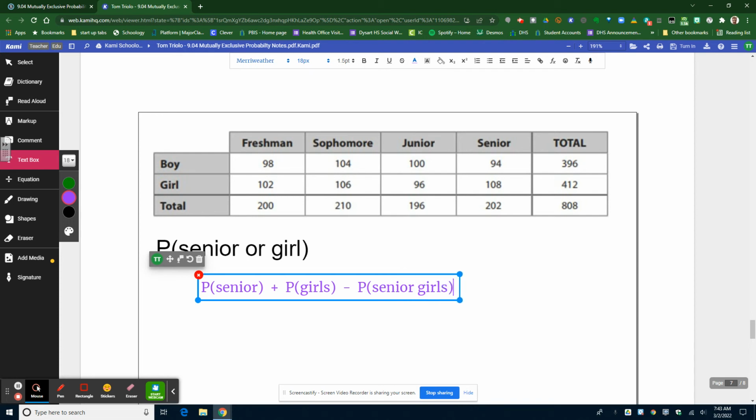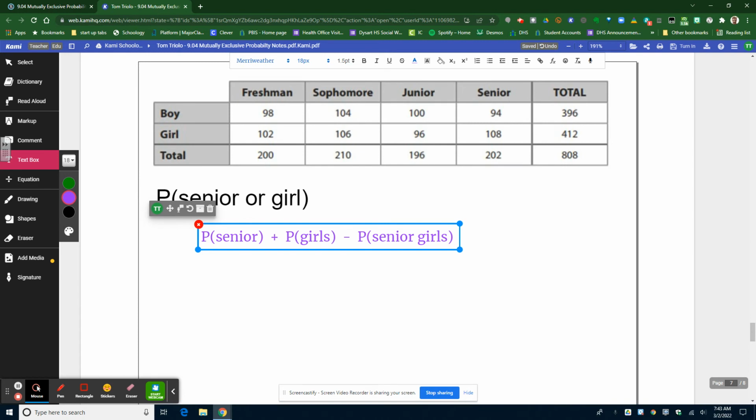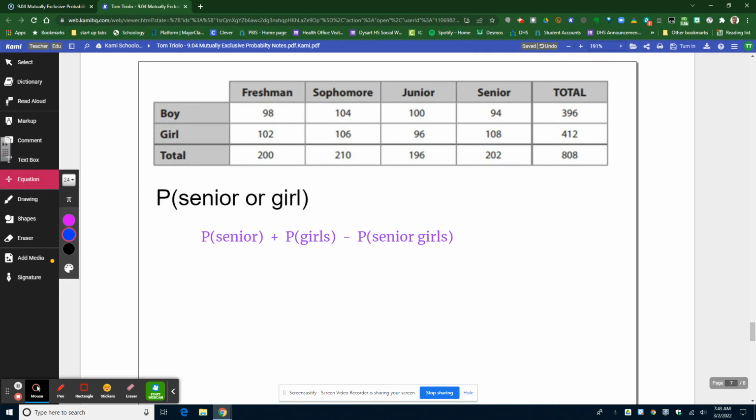Take a few moments. And this is a contingency table, but we can also use this for mutually exclusive and inclusive. So underneath the words, make an equation box. Take a few moments. What's the probability of being a senior? What's the probability of being a girl? And then subtract out the probability of being a senior girl.